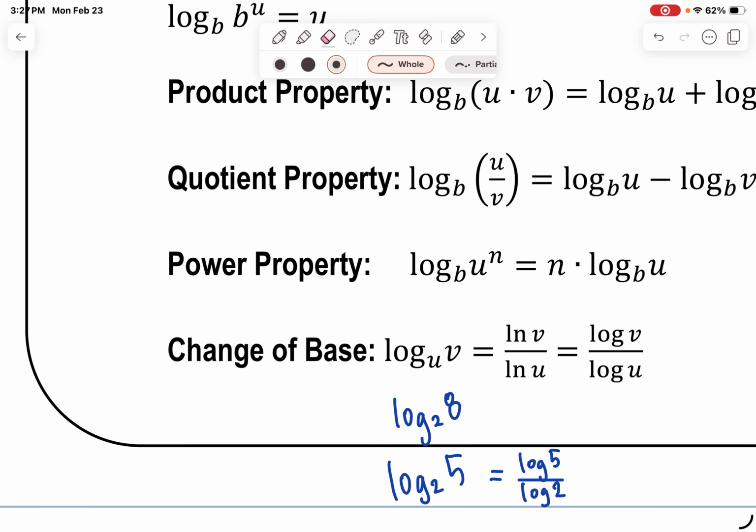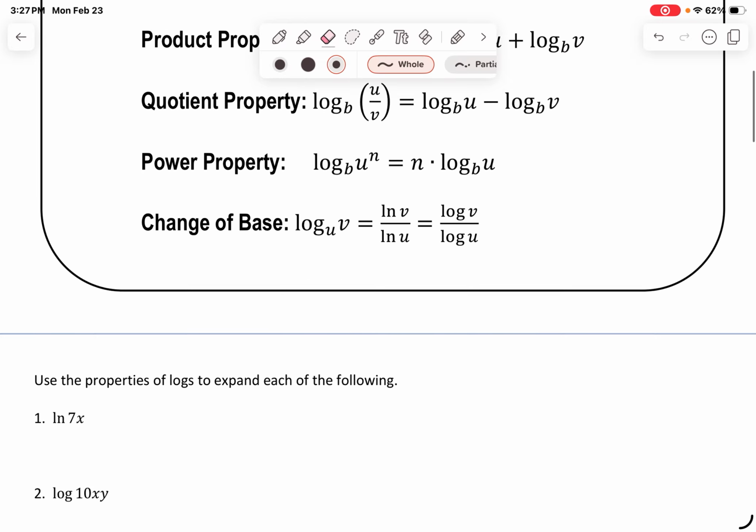And if we put common log of 8 divided by common log of 2 in our calculator, it would say 3. Okay, I'm gonna get rid of that because I don't need that on the sheet. All right, so 4 properties: product property, the quotient property, the power property, and then the change of base formula.